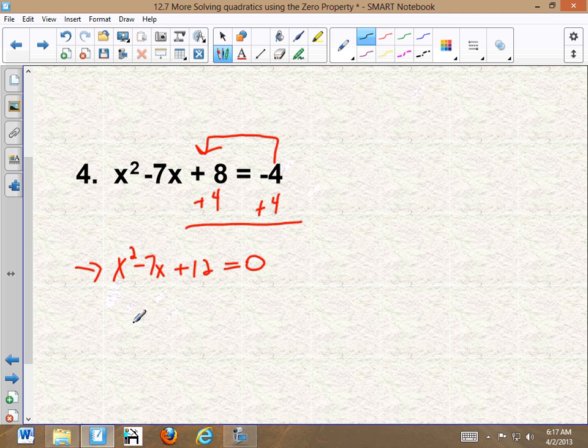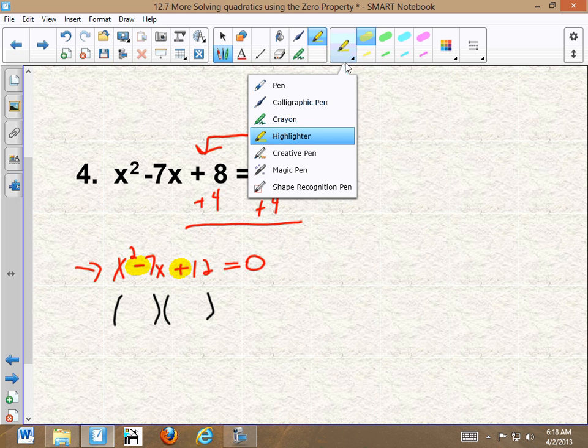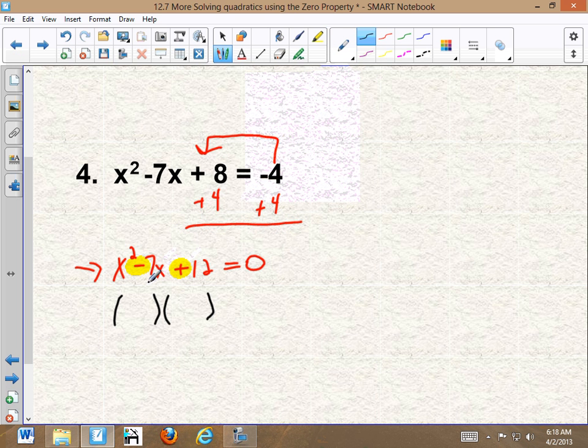So I take my 2 empty parentheses. My leading coefficient is 1. Nothing can factor out. I need 2 numbers that multiply to give me 12, but add up to negative 7. Because I have a negative and a positive, that tells me that my 2 multiples are both going to have to be negative.